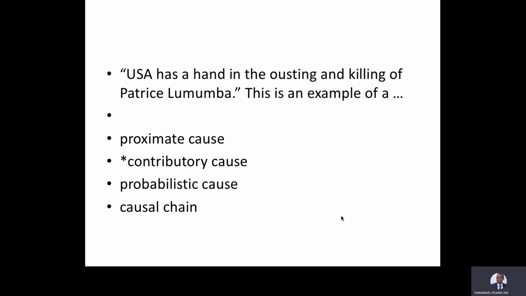USA had a hand in the ousting and killing of Patrice Lumumba, first head of state of DR Congo. This is an example of a proximate cause, contributory cause, probabilistic cause, causal chain. Now, let's go back to the question again. USA had a hand or has a hand in the killing of Patrice Lumumba. That means it's a contributory cause because a hand means that there were other hands. So contributory cause is the answer.